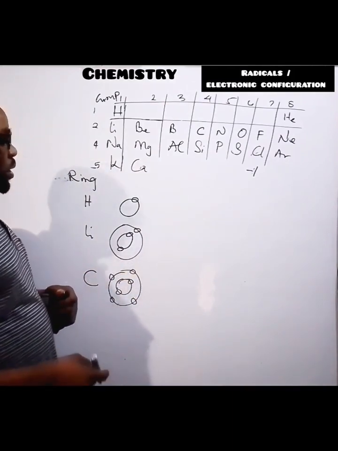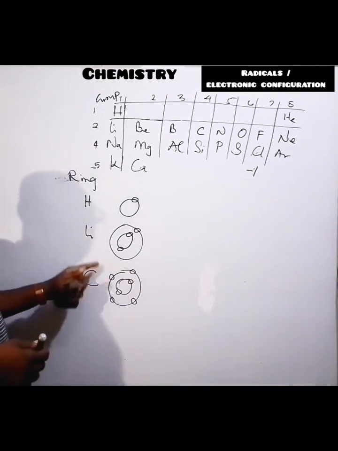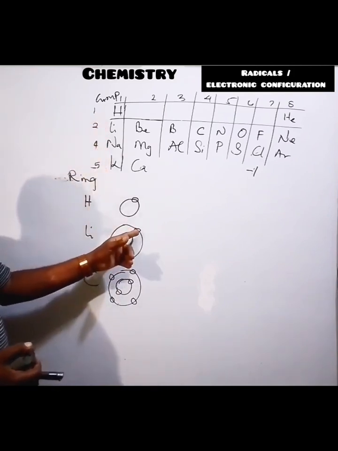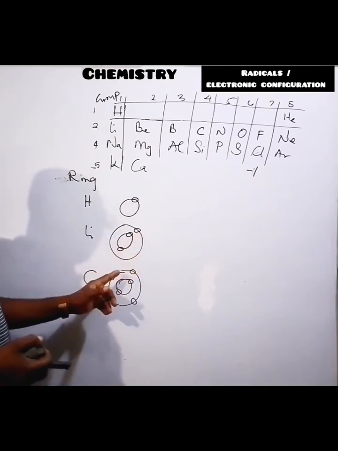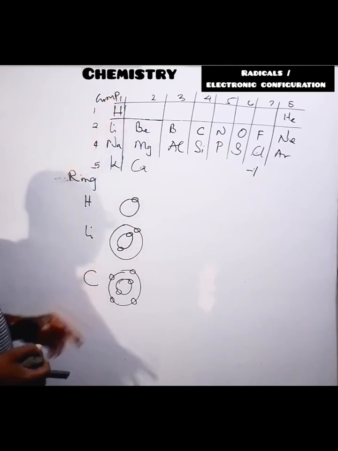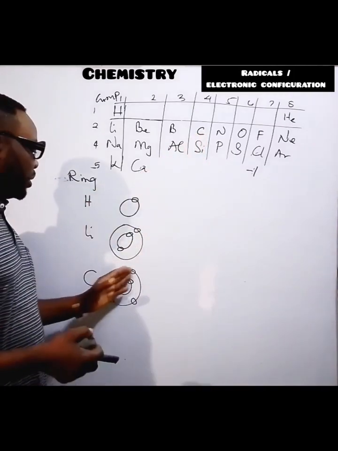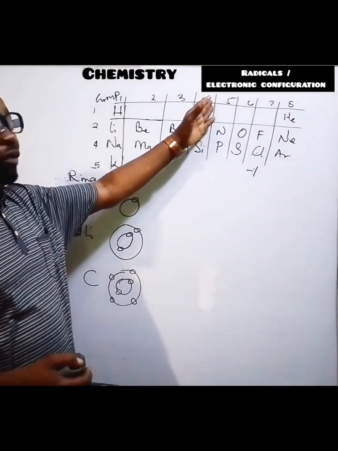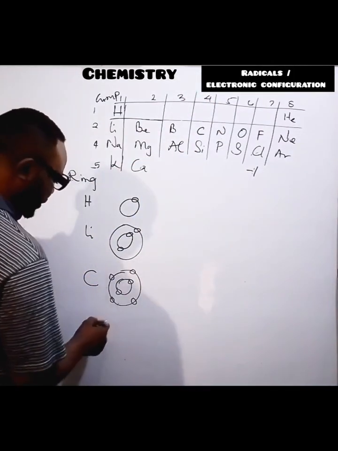Now, one thing you need to note about the ring I'm drawing now, you can see that this lithium I drew is in group 1. The number of electrons I have in this outermost shell is equal to the number of the group that they belong to. Also, this carbon is in group 4. The number of electrons I have in the carbon as well is equivalent to the group that it belongs to. I'm going to pick oxygen again.